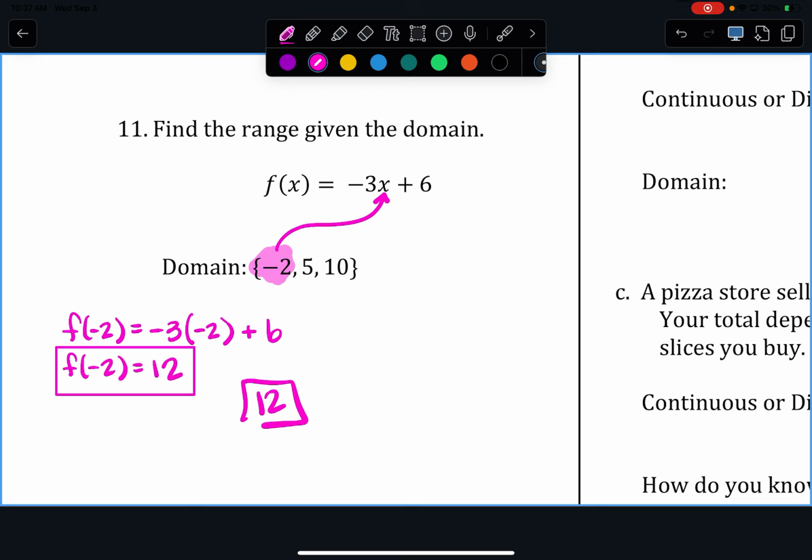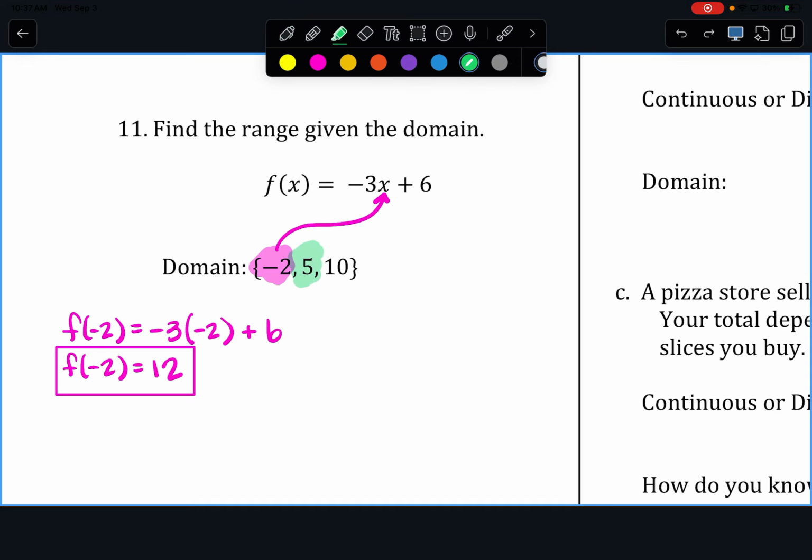Remember, there should be no naked numbers, right? What's 12? Oh, f of negative 2 is 12, right? You should always have a context to every single answer in this class, right? And not just random numbers floating around on your paper or boxed up on your paper, okay?